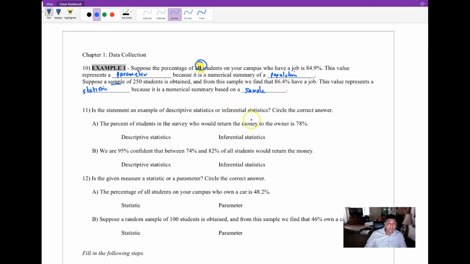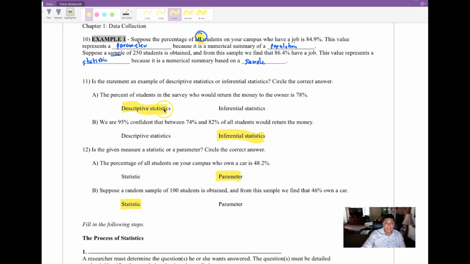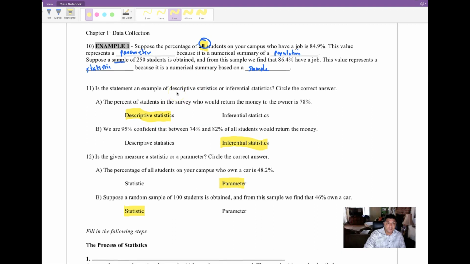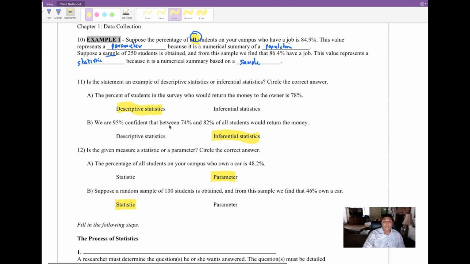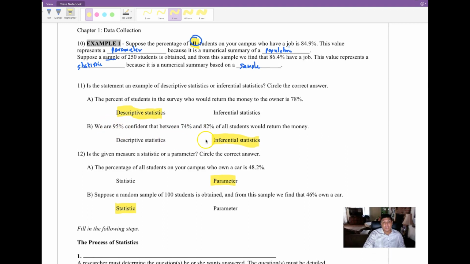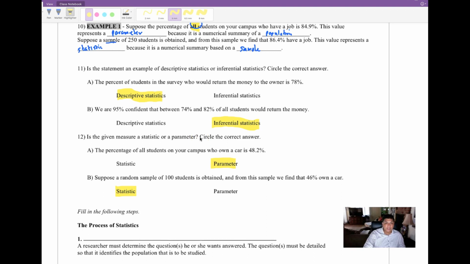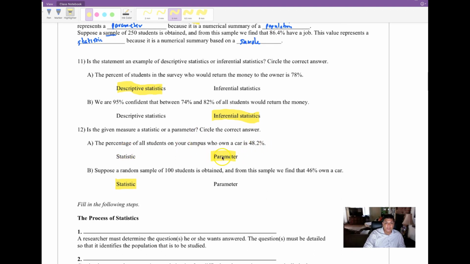And so let's finish this off. Think about these questions real quick. I'll pause the video and I'll answer them real fast. Okay, now that we're back, I've highlighted the answers here. The percent of students in the survey who returned the money to the owner is 78%. This is descriptive statistics, again going back to the definition that we talked about. And then this is an example of inferential statistics because it's giving some level of confidence about a certain percent of the population. We're going to study inferential statistics more in depth later in the semester. In this case here, this 48.2 is a parameter because it's the percent of all students. And this is a sample, and so this value is a statistic.